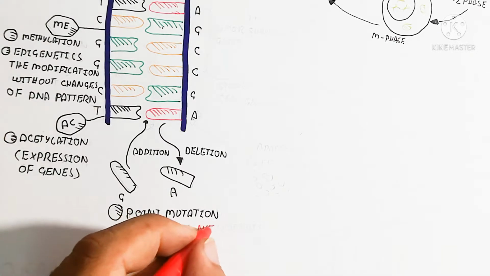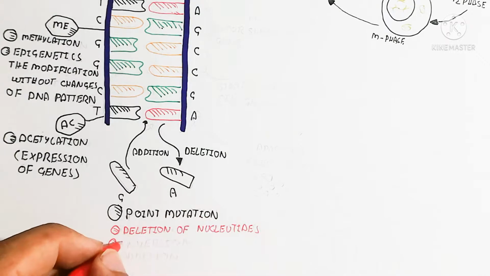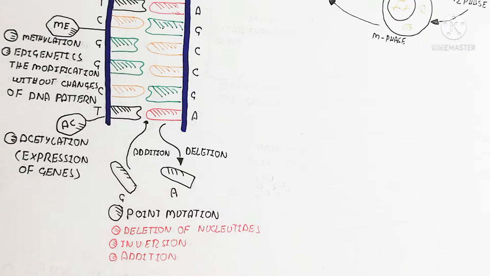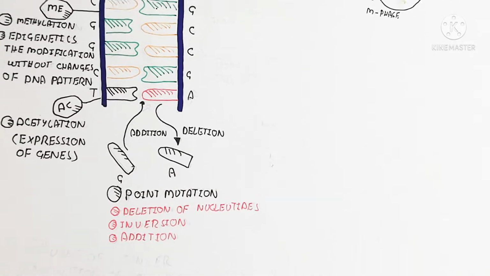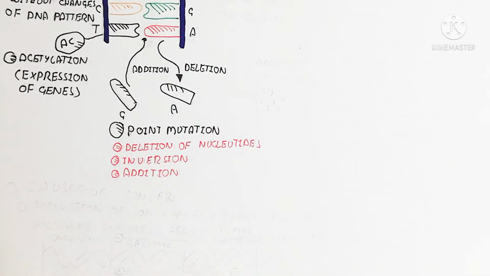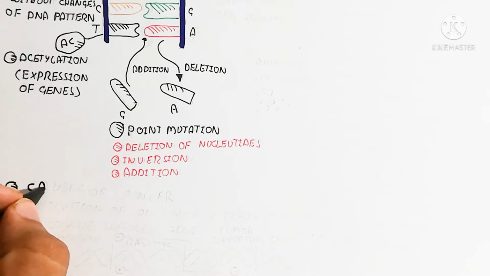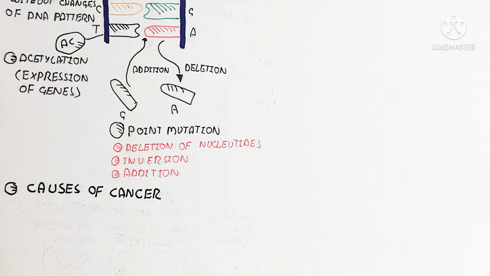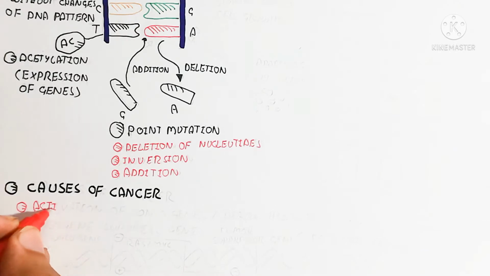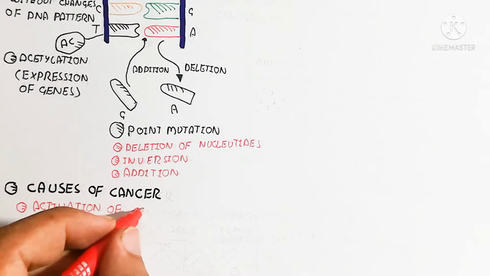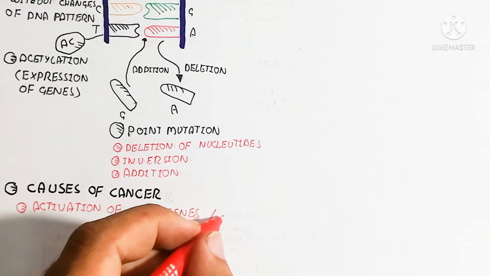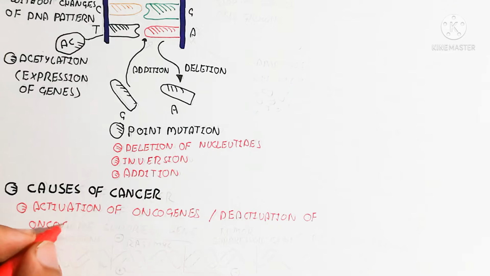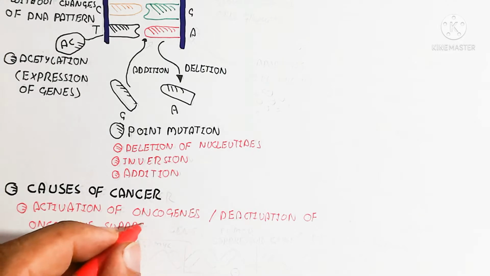So remember about that. Let's begin to understand how all these things lead to cancer. Why? Because inhibition and activation of genes lead to cancer. So the cause of cancer we will discuss here is the activation of oncogenes or the deactivation of oncogene-suppressing genes, basically tumor suppressor genes.